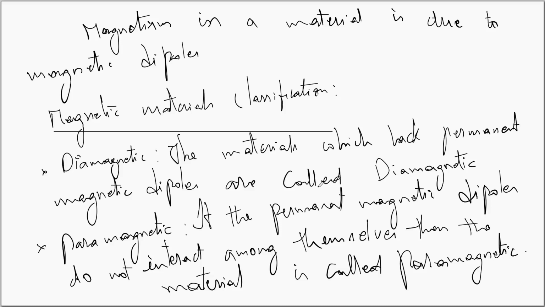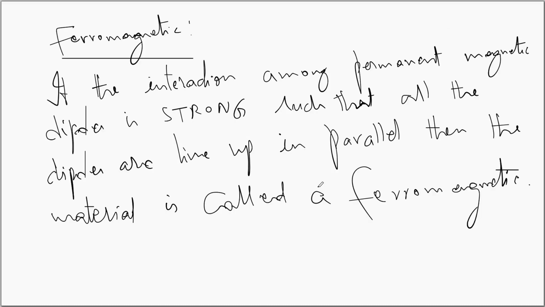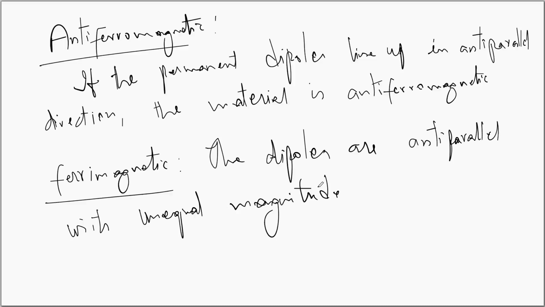Using the presence of the magnetic dipoles, magnetic materials can be classified into diamagnetic materials where no permanent magnetic dipoles are present, paramagnetic materials where permanent magnetic dipoles are present but they do not interact among themselves, and ferromagnetic materials where the permanent magnetic dipoles interact among themselves strongly and line up in one particular direction. We have also seen antiferromagnetic materials and ferrimagnetic materials.